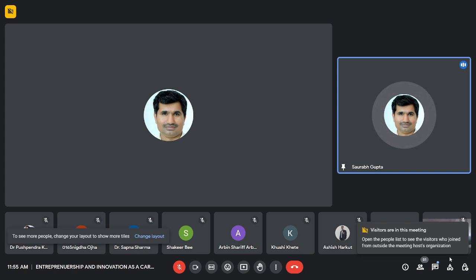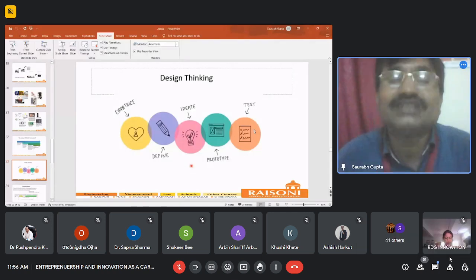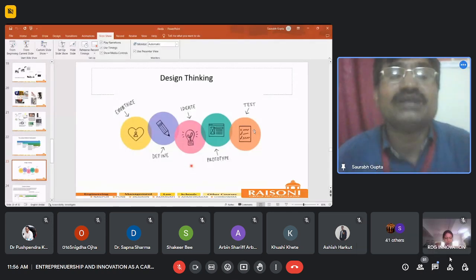Now the next thing comes: design thinking. Design thinking is one type of brainstorming session. It is just a type of brainstorming, starting from empathize.